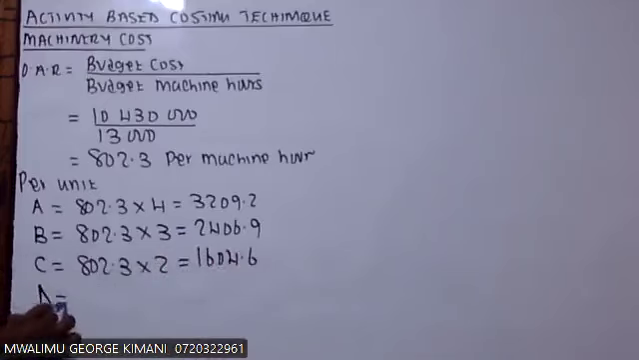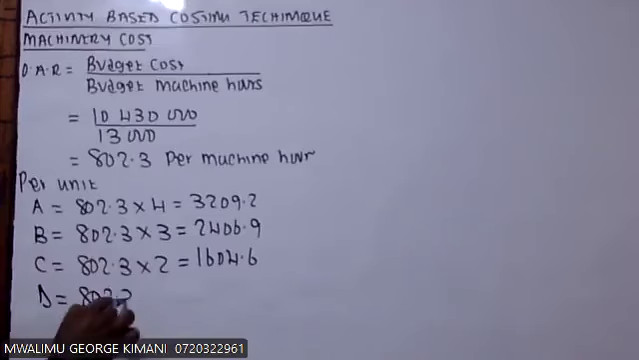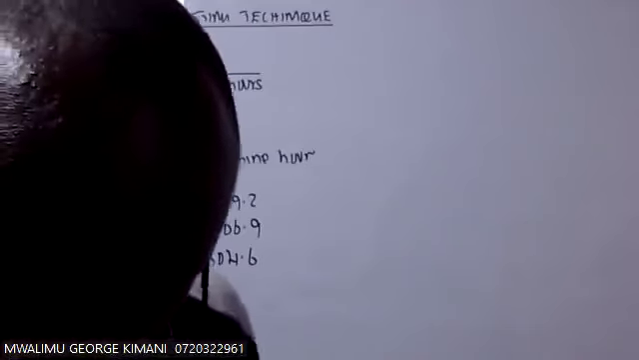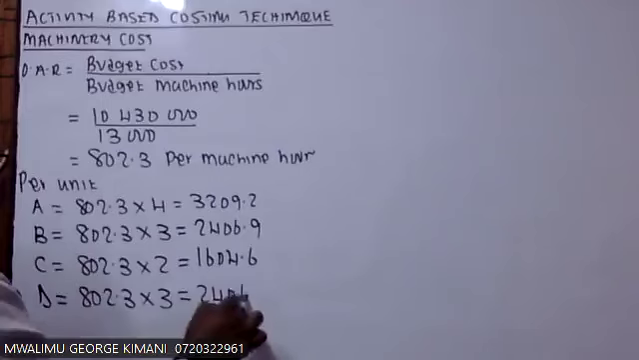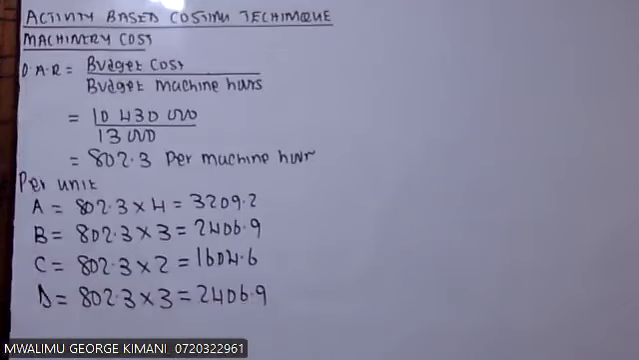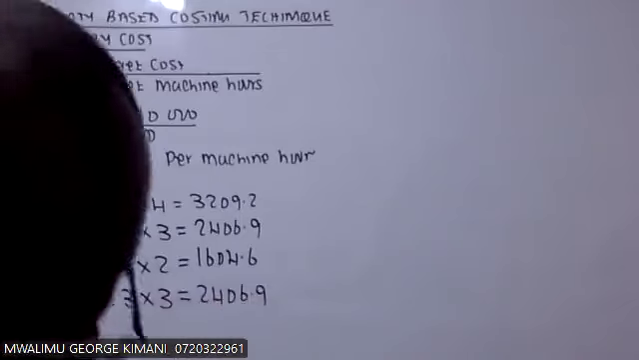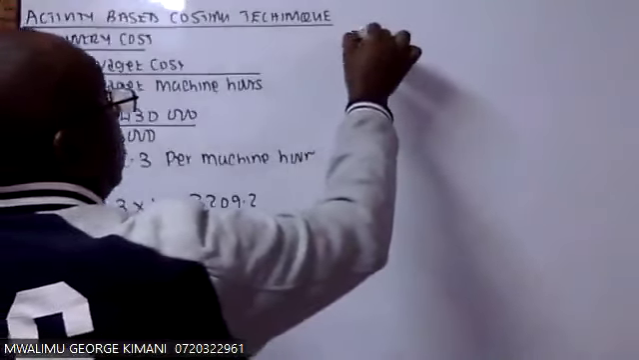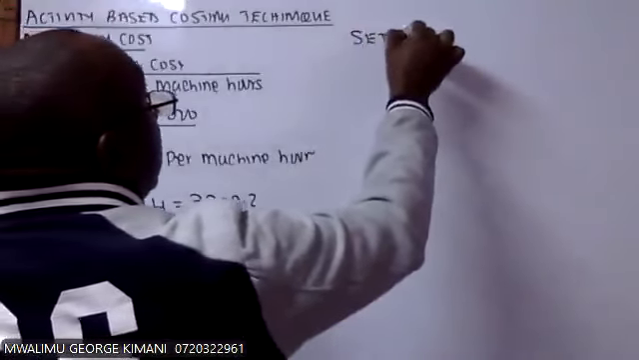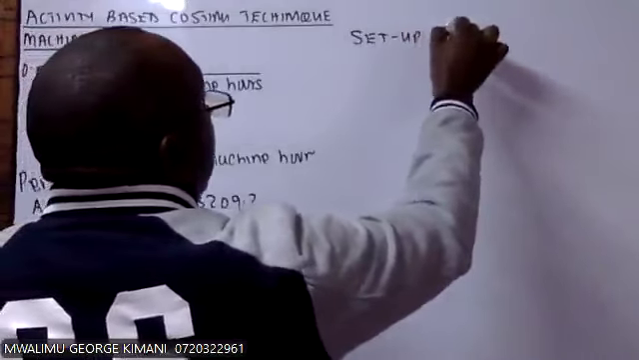D, 802.3 times 3. So this one we had it 2406.9. That's about machine cost. Let's go to the next cost center, setup costs.